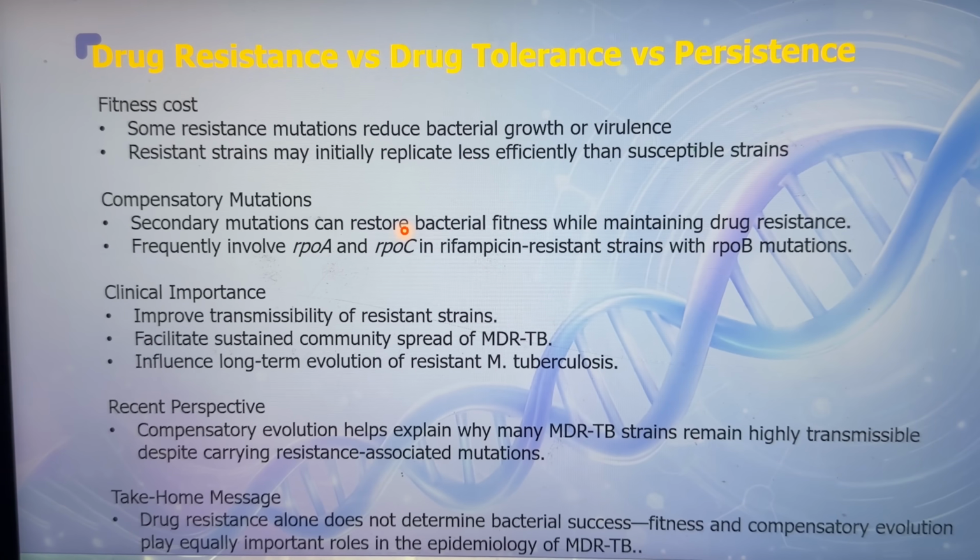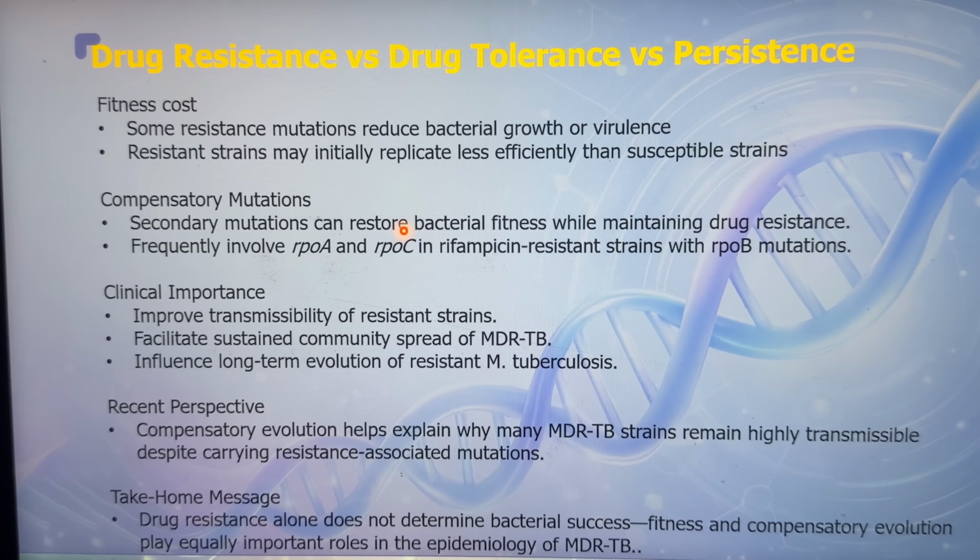Now, an important concept in the evolution of drug resistance is fitness cost. Many resistance mutations initially reduce bacterial growth or virulence. In other words, resistant bacilli may survive antibiotics but are biologically less fit than susceptible strains. Over time, however, compensatory mutations, classically in rpoA or rpoC in rifampicin resistant strains with rpoB mutations, restore bacterial fitness without losing resistance.